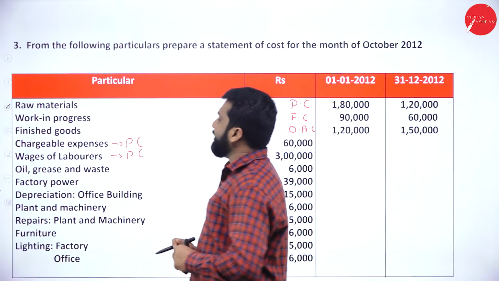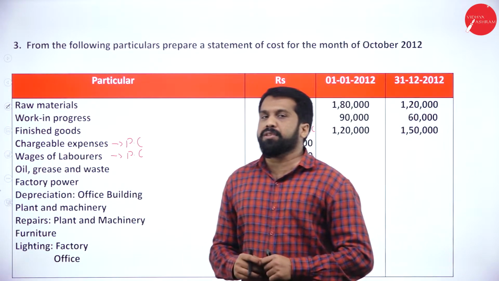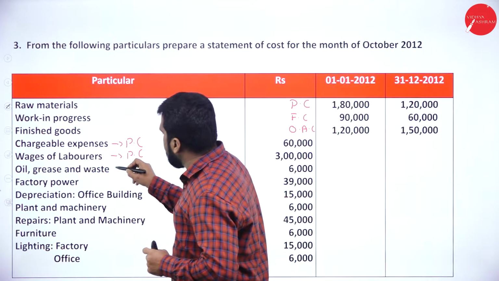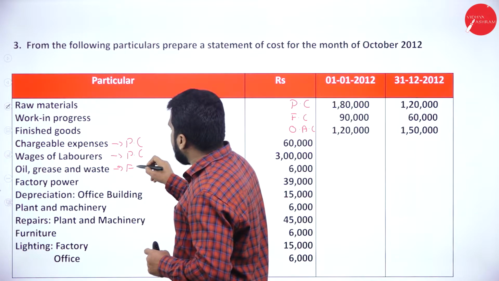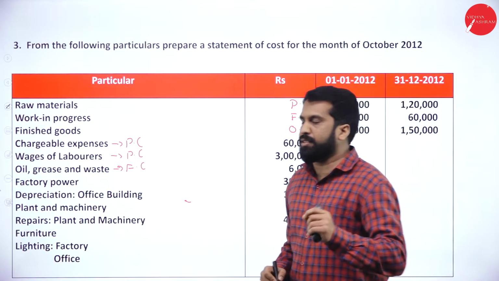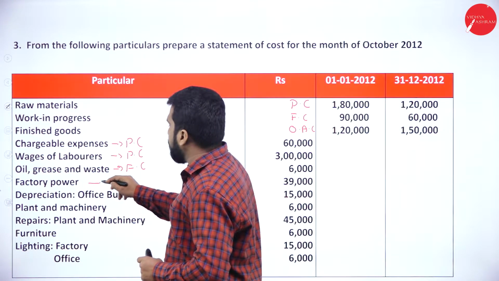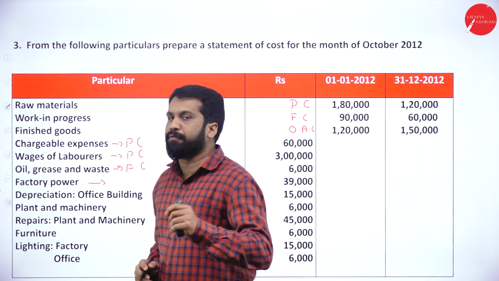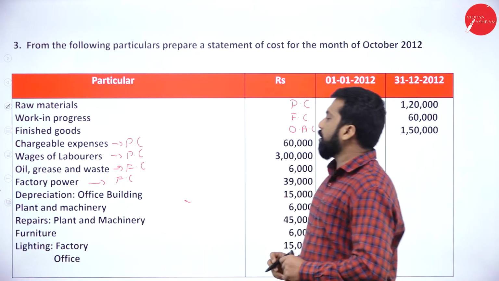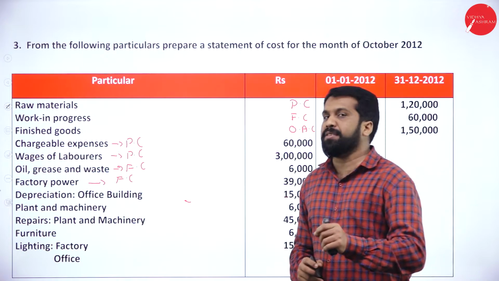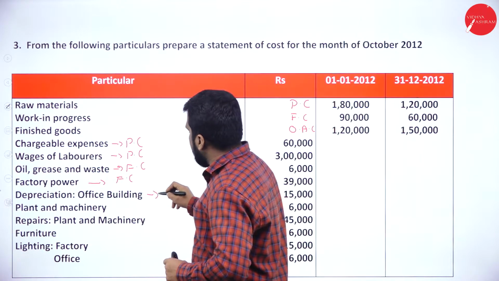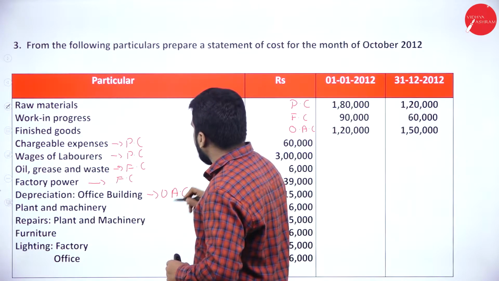Now oil, grease and waste: where do we usually use them, in office or factory? We use them in factory, so this will be factory cost. Instead of overhead, I am using the word cost; anything can be used. Next, factory power. In the name itself we have factory, so it will be factory cost. Depreciation on office building. In the name itself we have office, so it will come under office and administration cost.